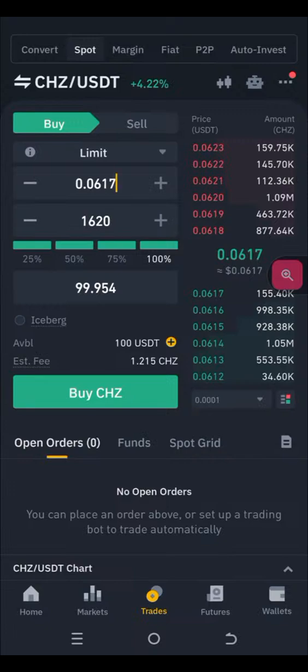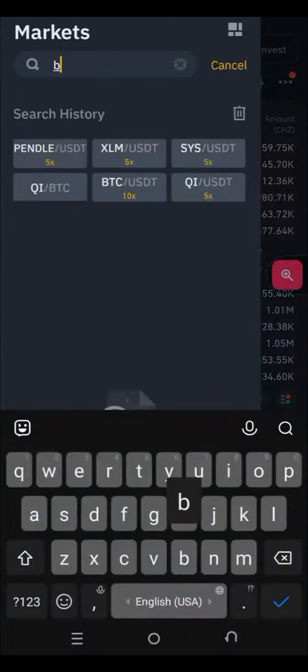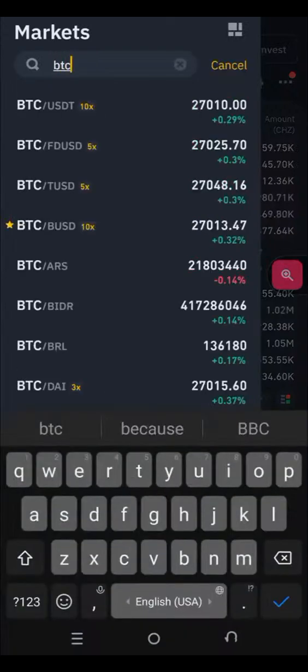Okay, so let me go to BTC. I'm just going to do a quick simulation to understand why I will go for that particular market of BTC, putting it against USDT. So I have to choose the lowest price, and that is on the BTC market. Are you getting that?